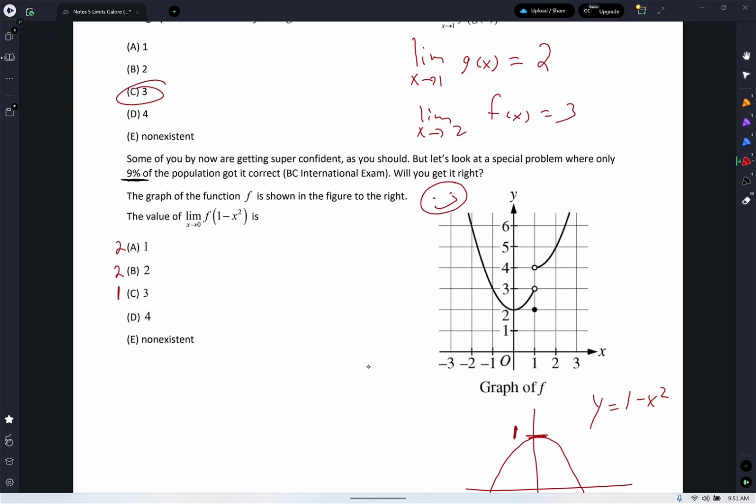Oh wait, all of you chose C. 3 of you. How many chose D? 0. How many chose non-existent? 1, 2, 3, 4, 5, 6, 7, 8, 9, 10, 11, 12, 13, 14. Guys, there's more than 14 of you. Okay.